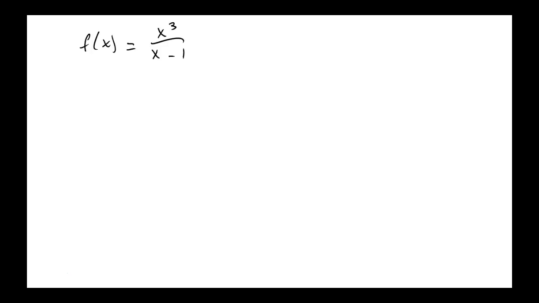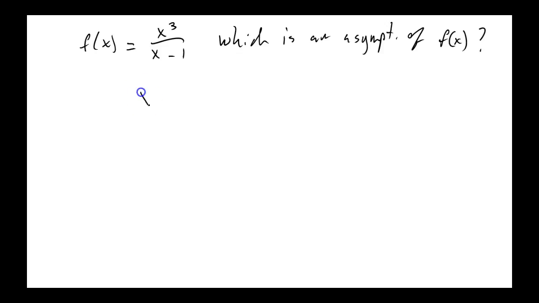Then which of the following, if this is true, is an asymptote of f of x? Well, I can tell you one place you're going to have an asymptote. Where is that? Well, x equals 1. x equal 1 is a vertical asymptote. You're absolutely right, because you can't have that denominator being 0.